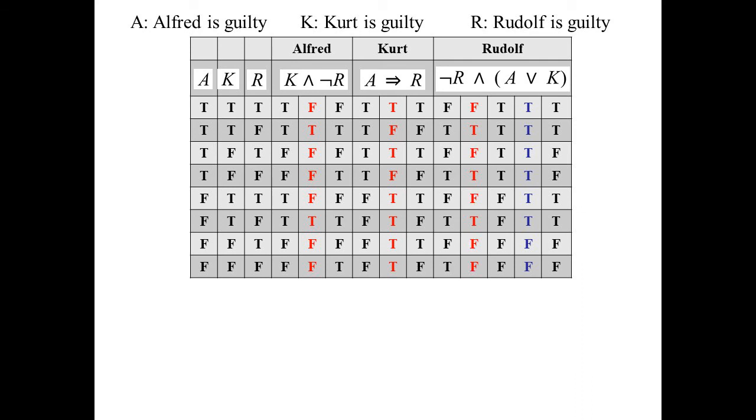Now I should be able to then answer the questions. Can everyone be speaking the truth? Now remember, A, K and R are not what they're saying. These red ones are what they're saying. So we're looking for, is there a row where all three are true? And there it is. So yes, it is possible that they all could be telling the truth.